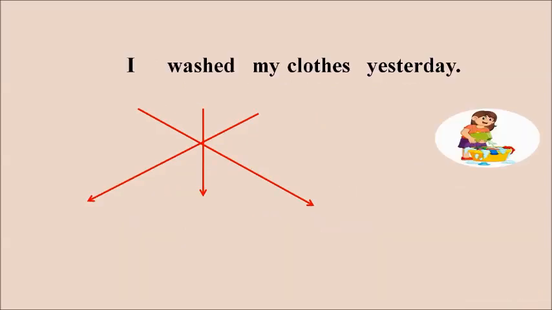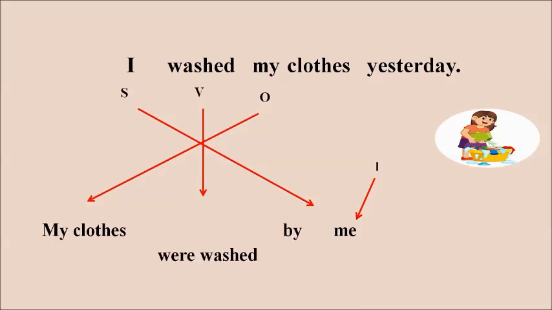Look at the next sentence. I washed my clothes yesterday. First, change the places. The subject pronoun I becomes the object pronoun me. Then add by to the agent as by me. Then change the verb. The past participle of wash is washed.